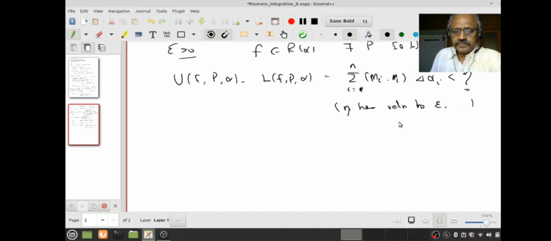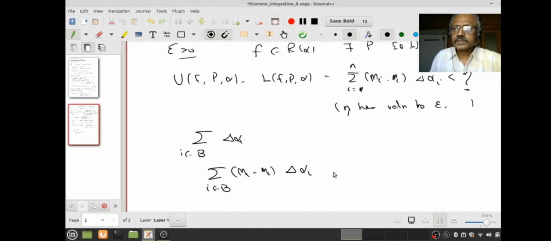This is all right? Now what do I want to do? I want to control delta alpha I over B. This is what I want to control. You understand? The bad indices I. Now let us look at this. For that I have to assume a crude estimate. Therefore the summation of Mi minus mi times delta alpha I running over the bad indices will also be less than eta.